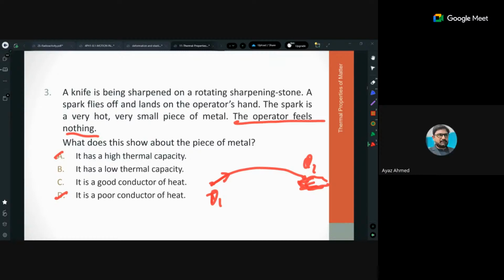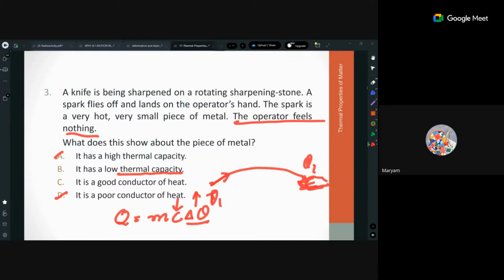Yes. If it would have lower thermal capacity, its temperature rise would be rapid. That is why I told you that Q is equal to mc delta theta. So if its c is less, the change in temperature would be more. Change does not mean increase all the time. Change means a decrease in temperature can also happen, right?